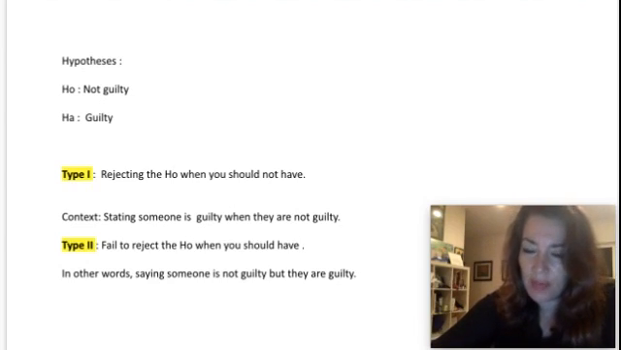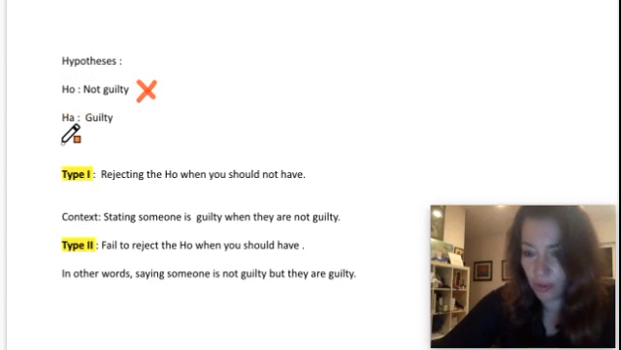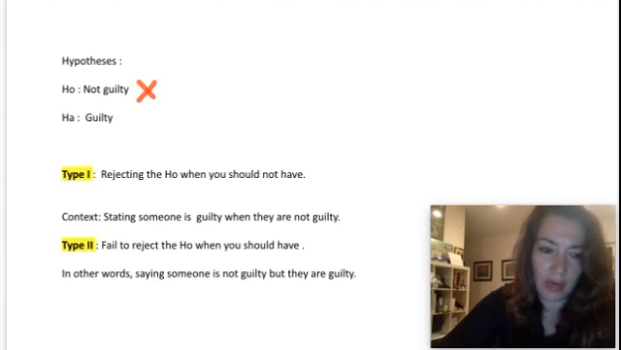So what would that mean in context to the problem? In context to the problem, if you reject the null, in other words, you go with the alternative, you are basically saying that the person is guilty. But in reality, the person is not guilty. So that would be a type 1 error.